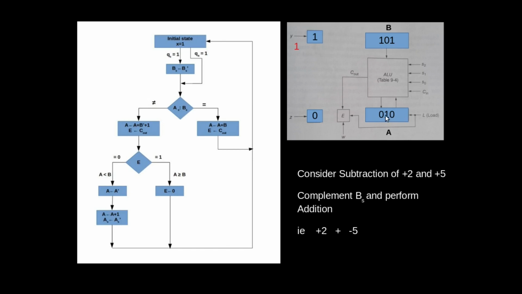So, the operation can be reduced into plus 2 plus minus 5, that is just like an addition operation, but the operands have different sign. Okay, so we will reach here.